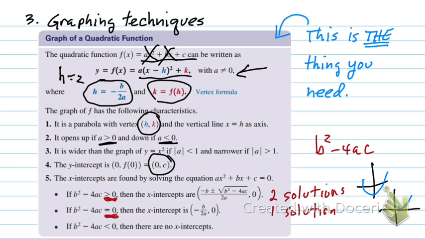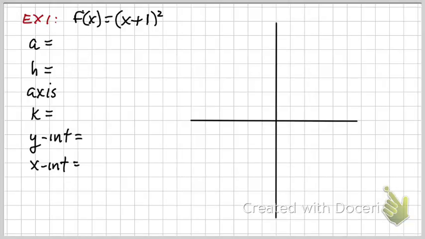Go back up. What about the third one? No real solutions. So that third one, what would the graph look like? Something like that. The graph doesn't cross the x-axis anywhere. You have imaginary solutions, but no real solutions. Let's look at some examples about how to put this into practice.